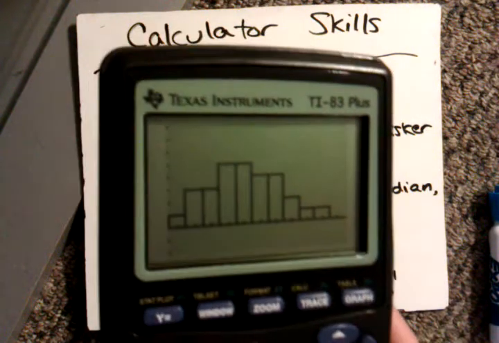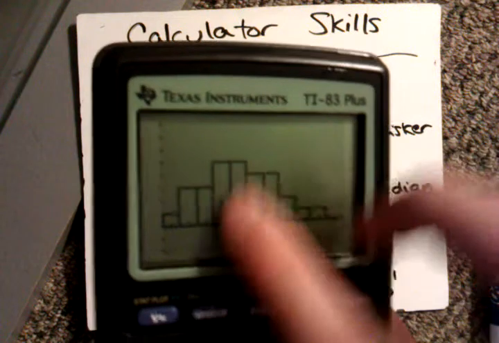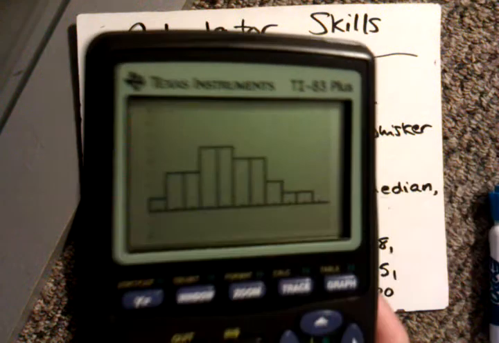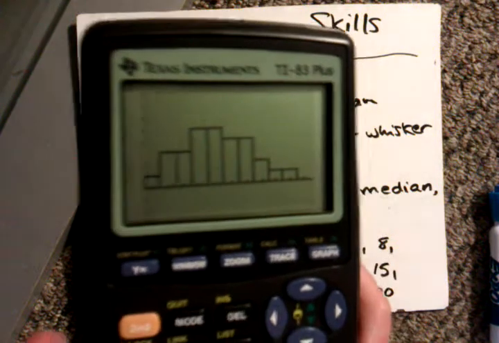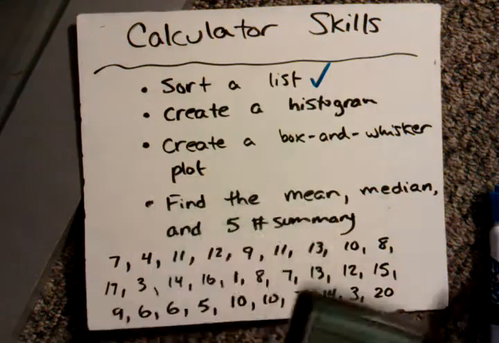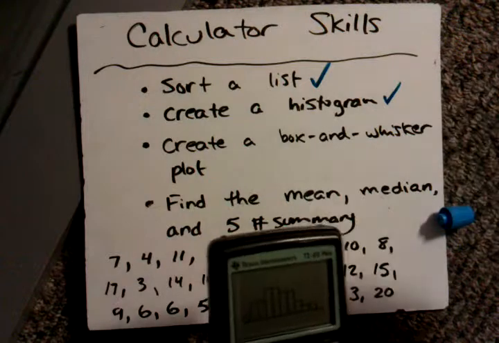It folds over pretty nicely. I would anticipate that the median would be somewhere around in there, and the average is probably, since it's symmetric, going to be pretty close also. But we'll see how to find those numbers here in just a second. So that's how to create a histogram using the calculator.